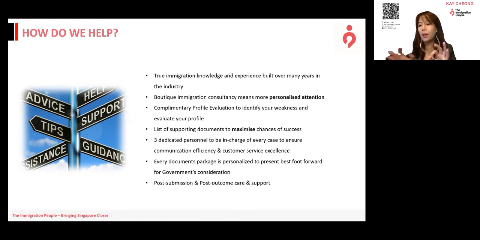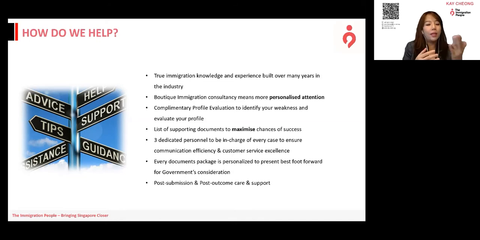Right now there are a number of you here. I do not know everyone. It's very hard for me to give you a personalized solution on how you can improve your chances. So you definitely have to come to our one-to-one session, which is the in-depth profile evaluation. We're going to share with you a list of supporting documents to maximize your chances of success.